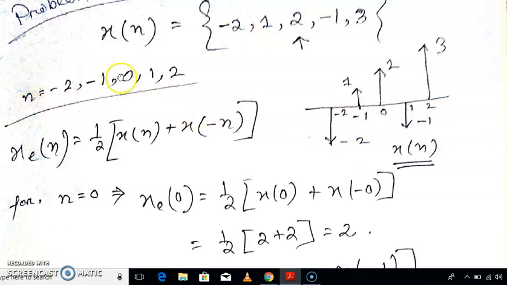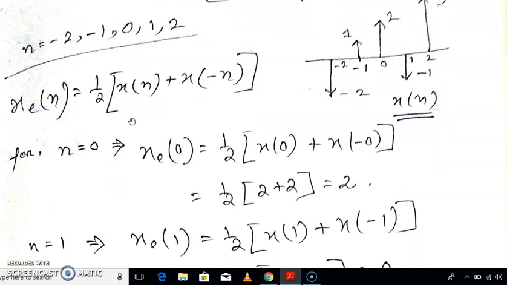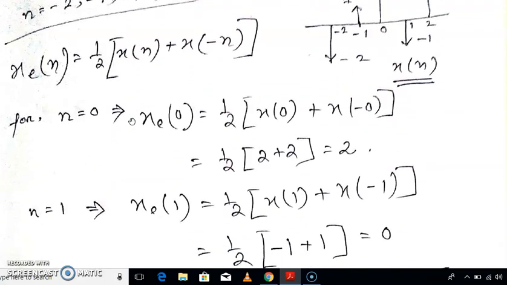So I just put the order of n: minus 2, minus 1, 0, 1 and 2. We know the equation for the discrete even part of a particular signal: xe[n] is half of x[n] plus x[minus n]. So to find the discrete even part of a signal x[n], you have to put n equal to 0 in that equation.